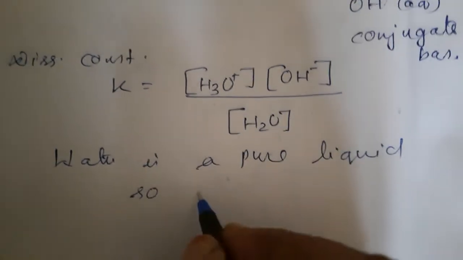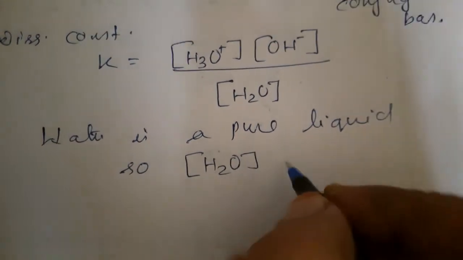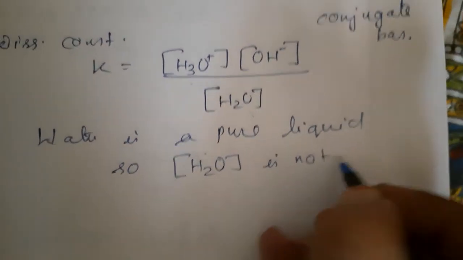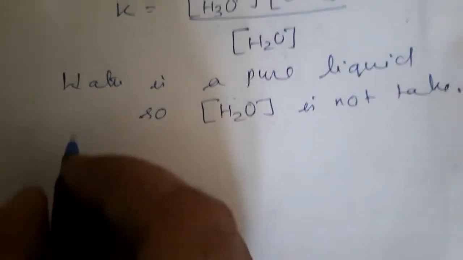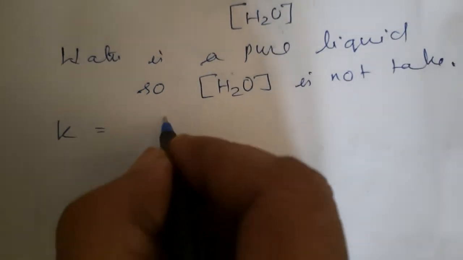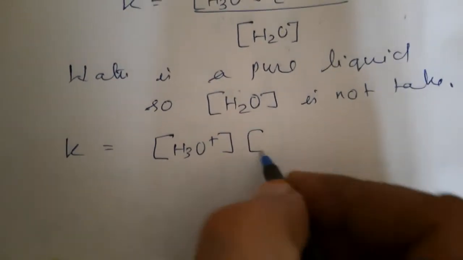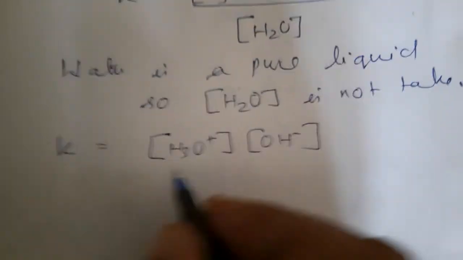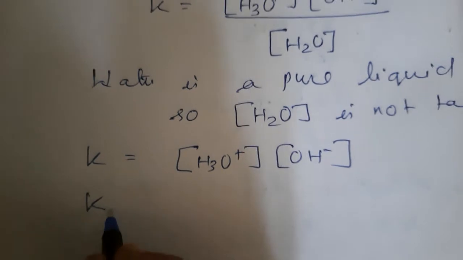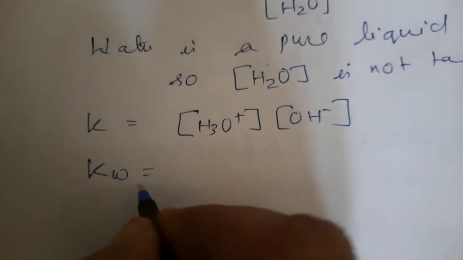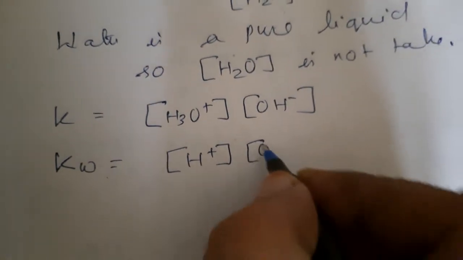So the concentration of H2O is not taken. Therefore, now it will be written as K is equal to H3O+ into OH-. Now we know the H3O+ hydronium ion can also be written as the H+ ion concentration. In this case, it is known as the ionic product of water, that is H+ ion concentration and OH- ion concentration.